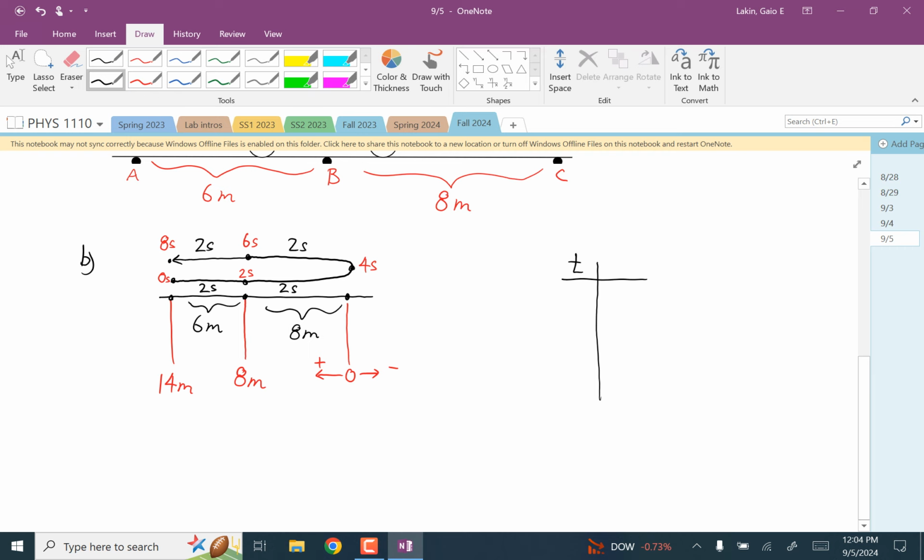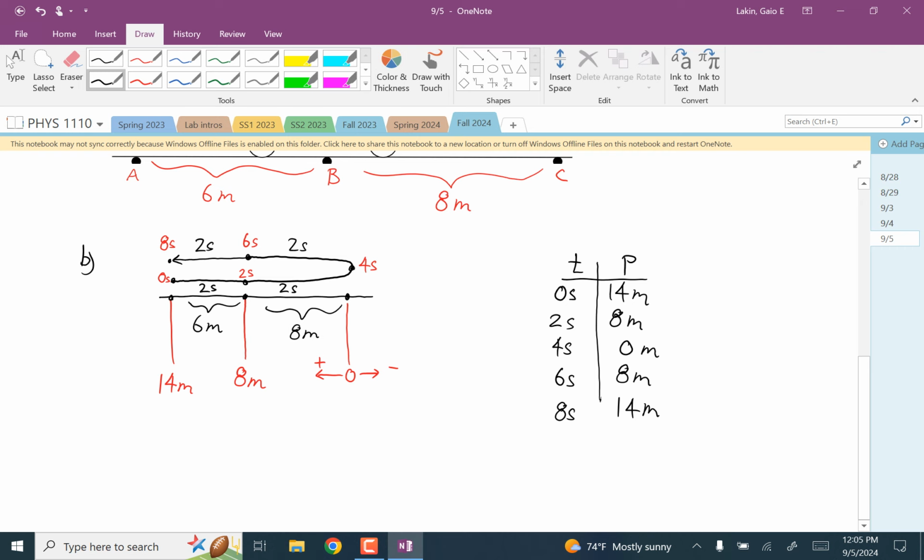And so now I'll do a table. At time 0 seconds, the position is positive 14. At time 2 seconds, the position is 8. At time 4 seconds, the position is 0. At 6 seconds, the position is 8 meters. And at 8 seconds, the position is 14 meters. Any questions about filling that stuff out?